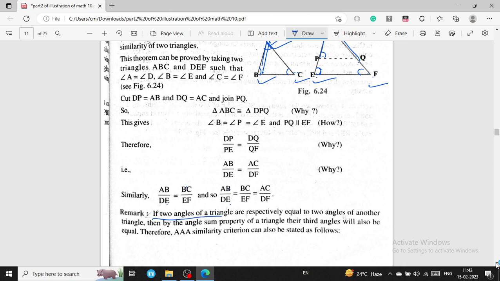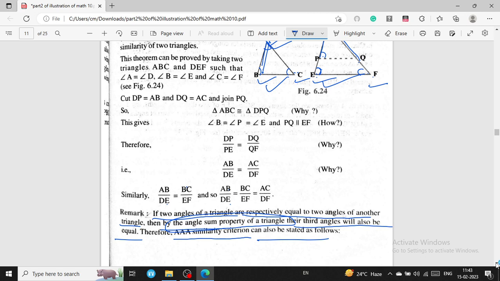If two angles of a triangle are respectively equal to two angles of another triangle, then by the angle sum property of triangles, their third angles will also be equal. So here we implement the AAA similarity criteria, which proves that both these triangles will be similar.